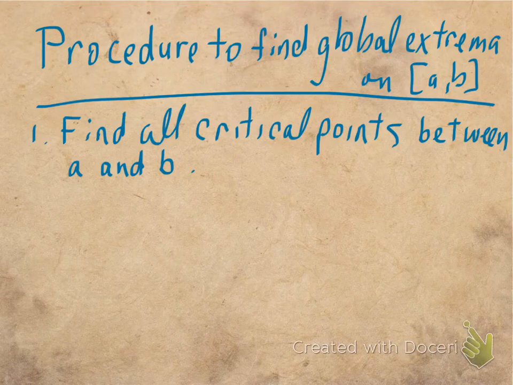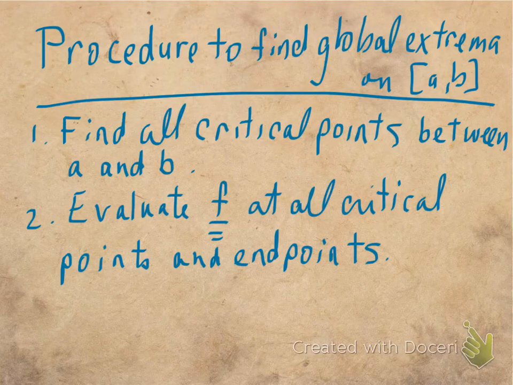First step, find all the critical points between a and b. If we find a critical point and it's not between a and b, it's not that it's not a critical point, it's just not relevant for finding the global extrema between a and b. Then we want to evaluate the function f at all critical points between a and b and at the endpoints of the interval.